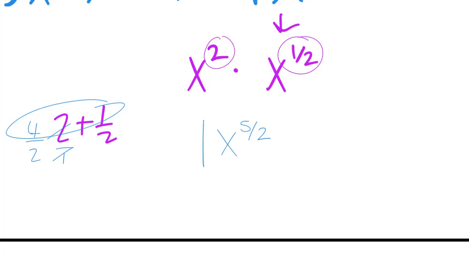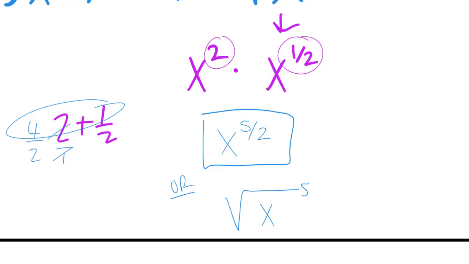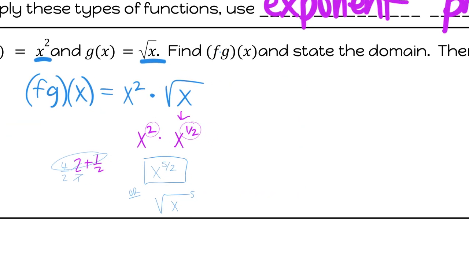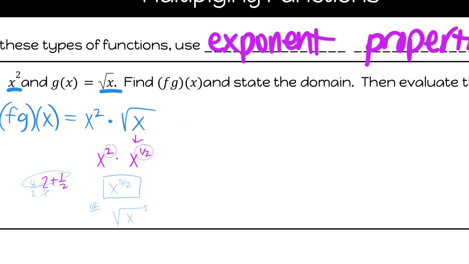And you can just leave it like that if you'd like. If you want to write it in root form, you can do that. That's the square root of x to the 5th power. Either one of these is fine. So that would be the answer. That would be the product of f times g. All right, let's do the rest of it.